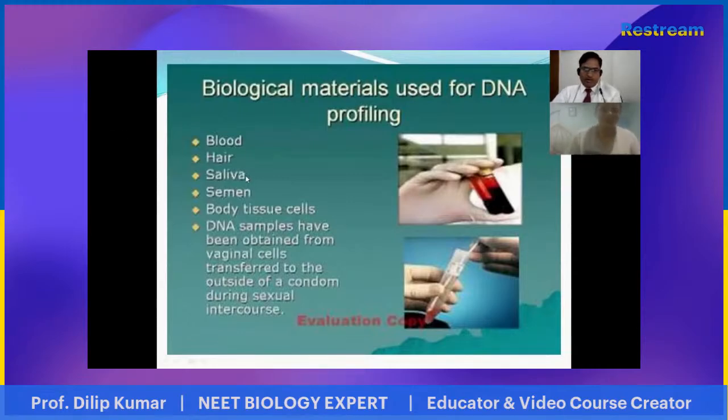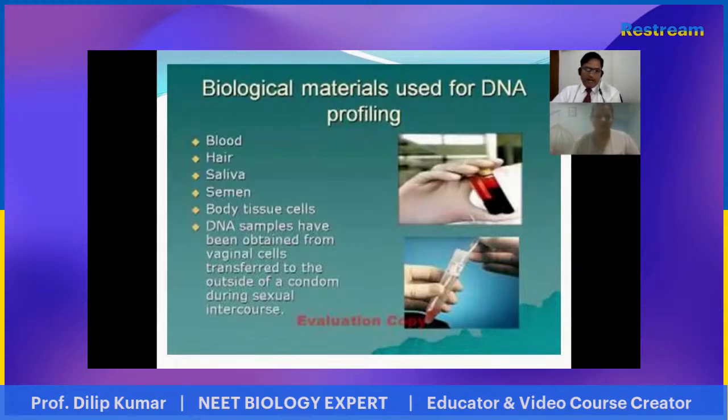Saliva is also important, because sometimes mucus cells are present in the saliva. Semen is also an important sample, which is used in rape cases. Body tissues, meaning muscles, nails, and teeth, are also important for DNA sample printing.